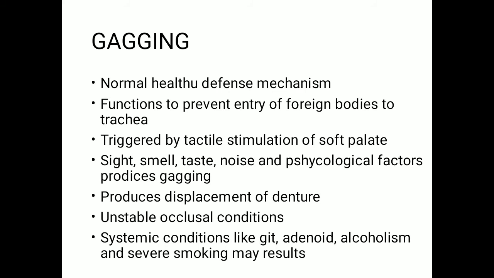Next, gagging. It is a normal healthy defense mechanism to prevent the entry of foreign bodies into the trachea. It is always triggered by tactile stimulation of the soft palate. Sight, smell, taste, noise and psychological factors affect the gagging reflex. It also produces displacement of denture. It mainly occurs in unstable occlusal conditions, and conditions like GIT disorders, adenoids, alcoholism and severe smoking may also result in gagging.